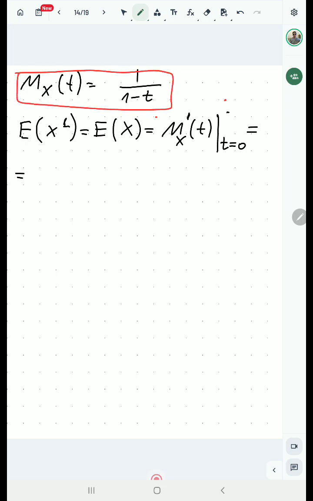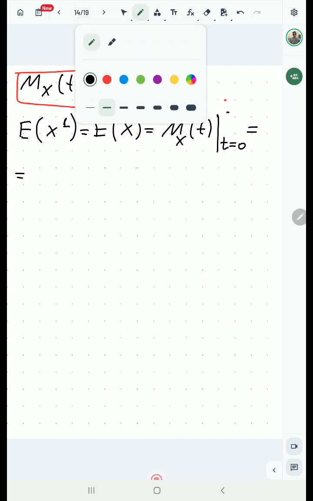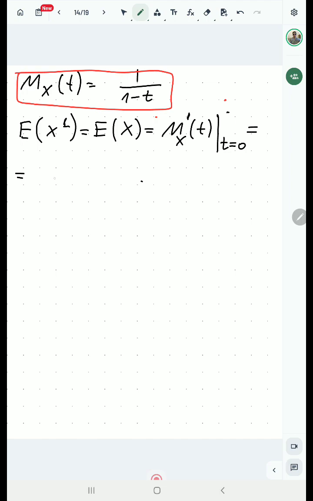Okay, so if you are taking the derivative of this thing, you're going to receive 1 minus t to power minus 2, right? Because it's 1 minus t to power minus 1. So the first derivative of this moment generating function is going to give you 1 minus t to power minus 2. And if you are evaluating it at t equals 0, that is going to give you 1.